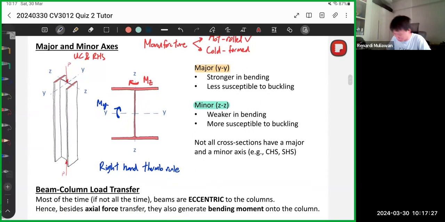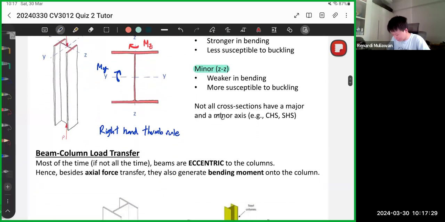Even though they might do this, for example, the top view, they give you this way, YY is still this. This one is still YY. This one is ZZ. So this is something you need to get used to. It doesn't matter if they give you this way or this way, YY is always parallel to the flange. So don't get confused on the orientation.